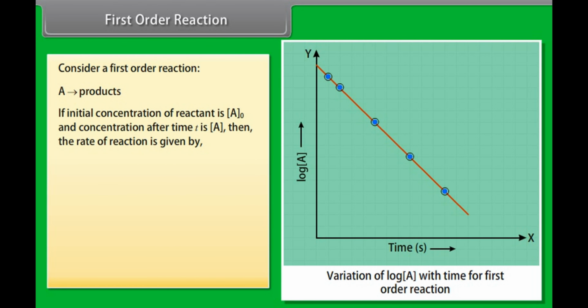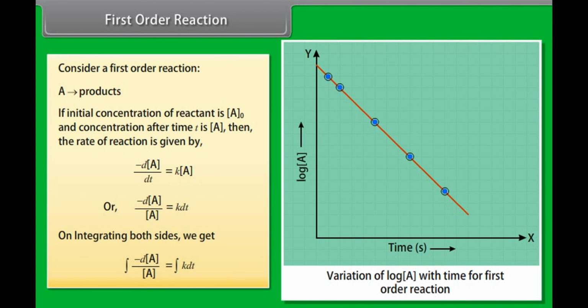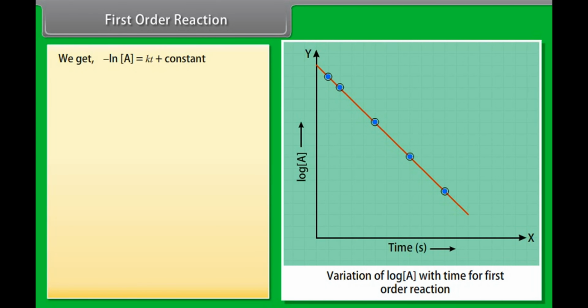If the initial concentration of reactants is A naught, and concentration after time t is A, then the rate of the reaction is given by minus dA by dt is equal to product of K and A. It can be written as minus dA upon A is equal to K dt. On integrating both sides, we get minus natural log of A is equal to Kt plus constant.